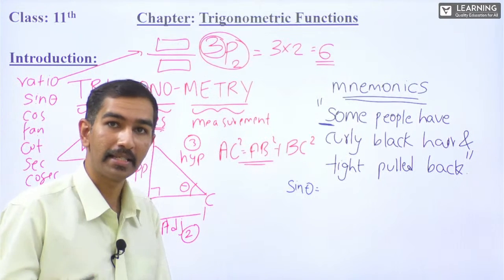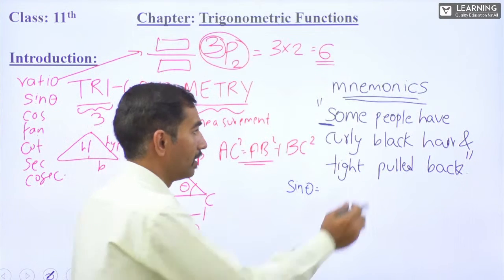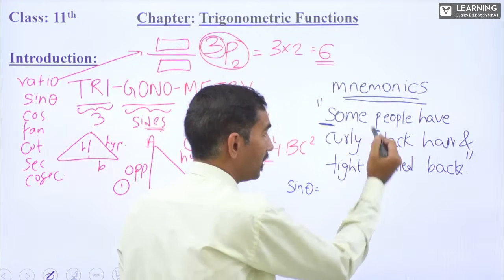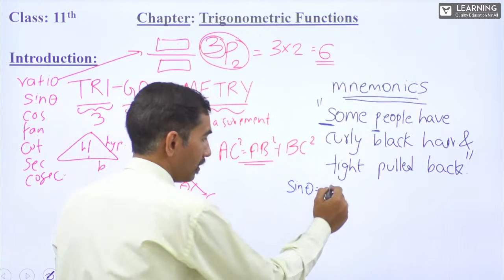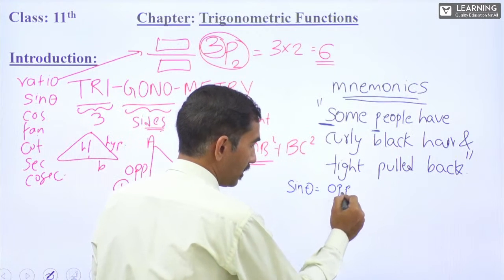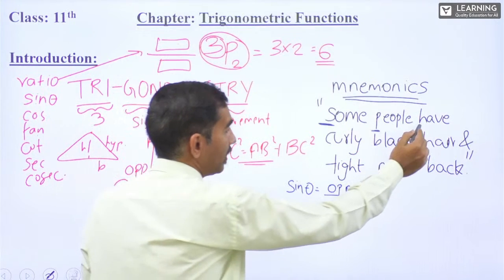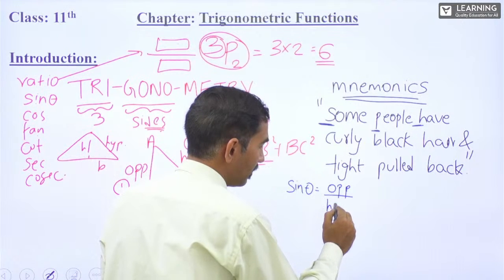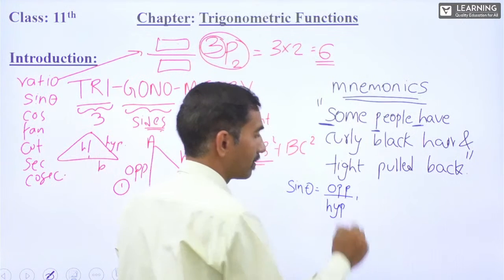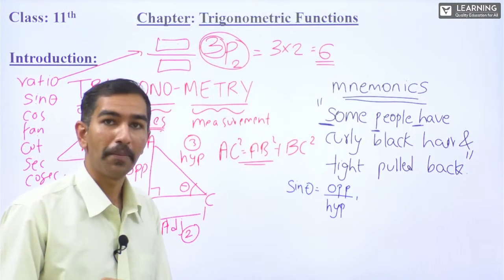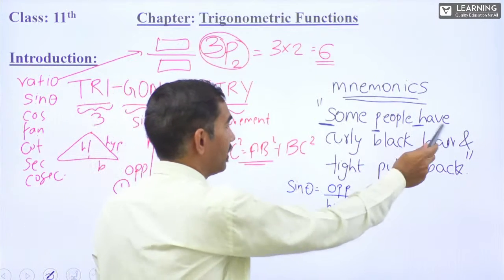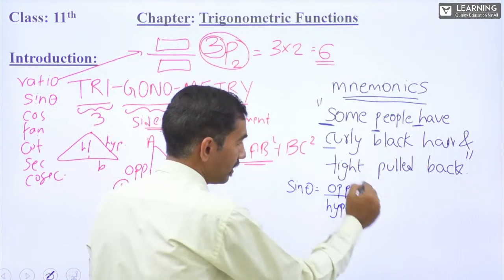What is the next word? First letter. Next word is people. The first letter is P, opposite side, O, P, P. Opposite, by. Have. Again, the very first letter is H, that is nothing but hypotenuse. Sin theta is equal to opposite by hypotenuse in one line. Done. Next, C, cos theta.